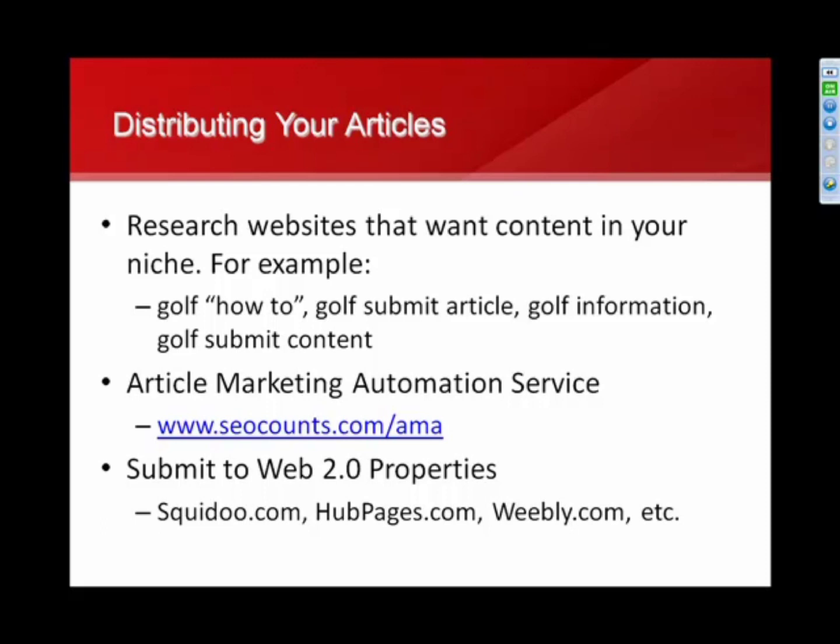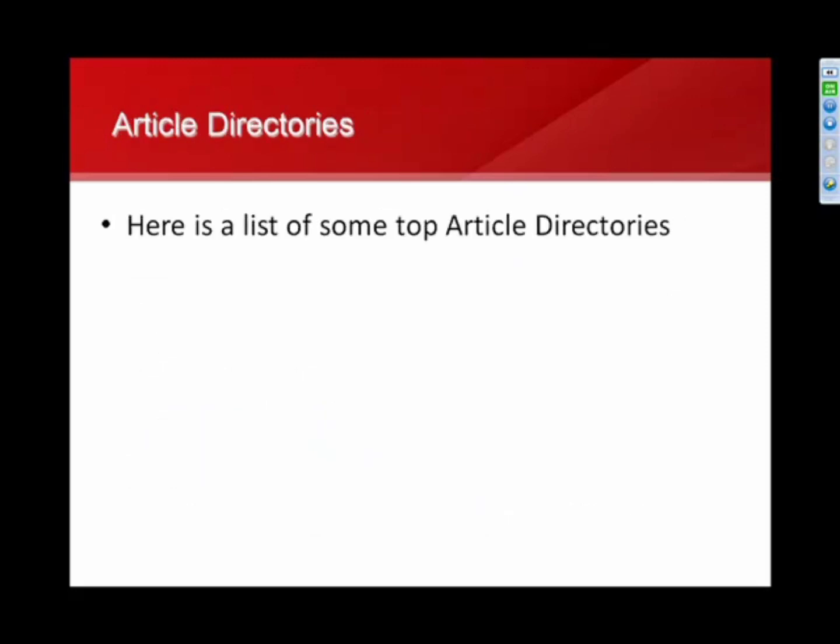But you can submit your article to Web 2.0 properties, the same ones you're submitting to article directories: squidoo.com, hubpages.com, and weebly.com. Obviously these are some great sources for submitting your content and your articles.